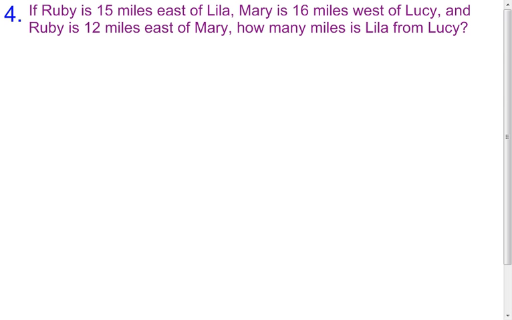All right, so then we have one more problem here. We have Ruby, who is 15 miles east of Lila. So I have Ruby right here, and I'm going to say that that's an R. She is 15 miles east of Lila. So Lila's right here, and it's 15 miles from here to here. Then we have Mary, who is 16 miles west of Lucy, and Ruby is 12 miles east of Mary. How far is Lila from Lucy?